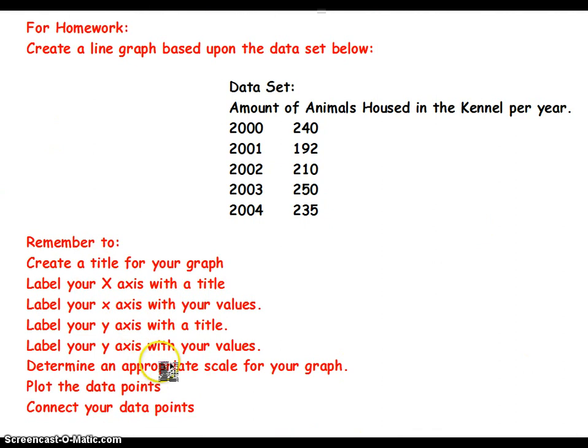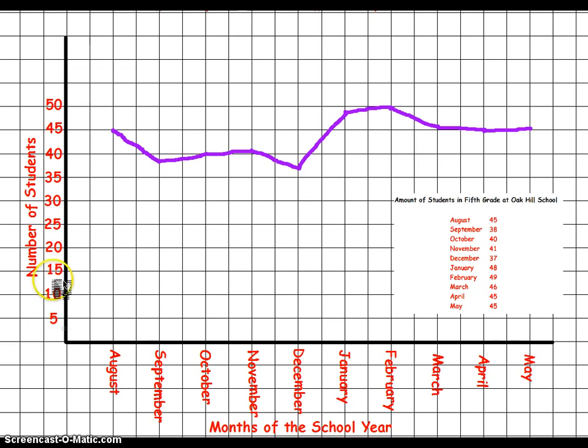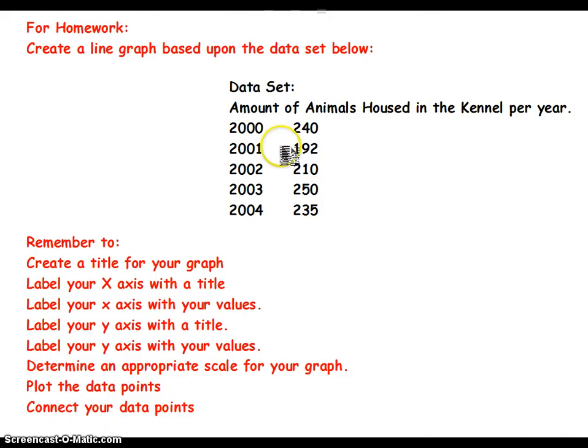You also need to make sure you determine an appropriate scale for your graph. That's going to be very important with this homework tonight because you have higher numbers. So you need to ask yourself, what's going to be the best thing for my graph? Okay, so here I counted by 5s. What's going to be the best thing for you guys? You need to then, once you've completed all these parts here, plot your data points based on the data table and then connect your data points. And so that's everything you need to complete for your homework tonight.